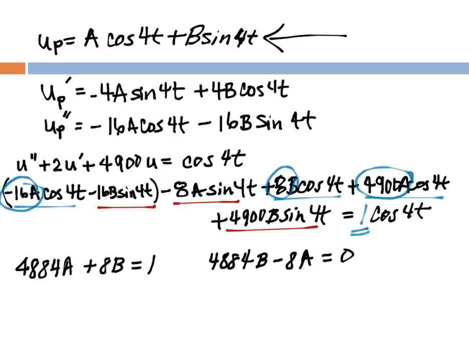So just for fun, let's solve the second one for A. So 4,884B equals 8A. What does happen? You kind of nodded your head for me, Jordan, like you tried to solve it or divide it by 8. What did you divide that by 8? What do you get?